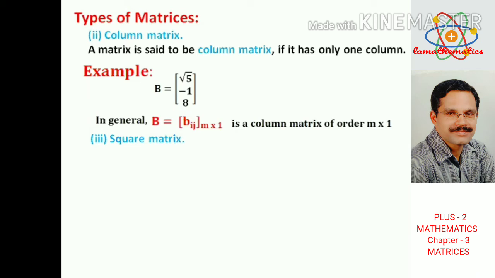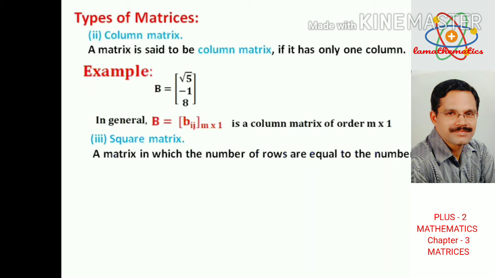Then the next type, square matrix. A matrix in which the number of rows is equal to the number of columns is said to be a square matrix.